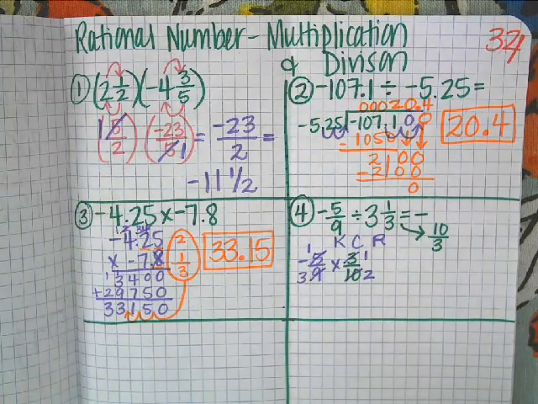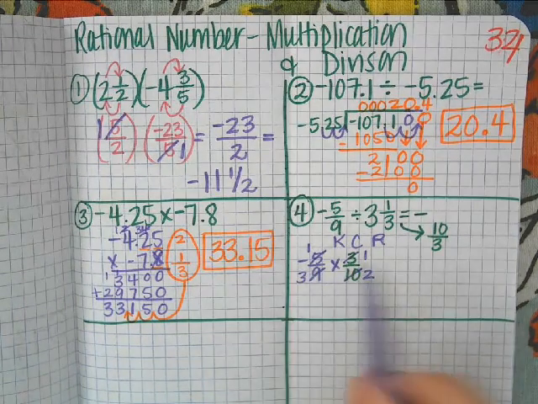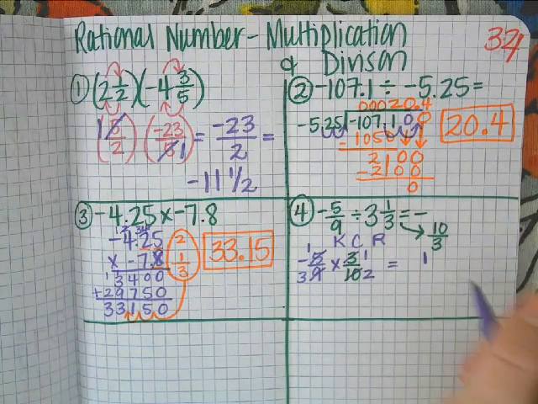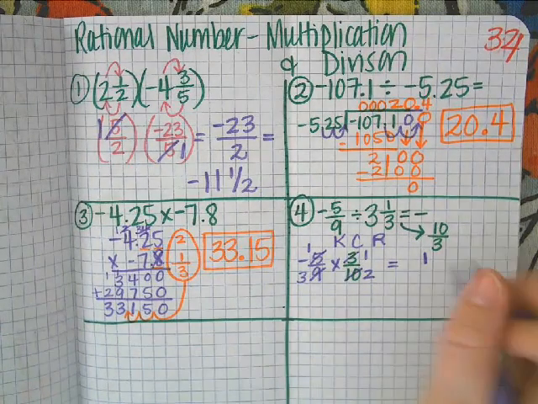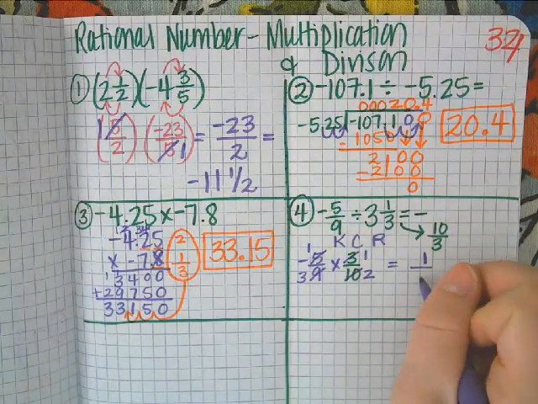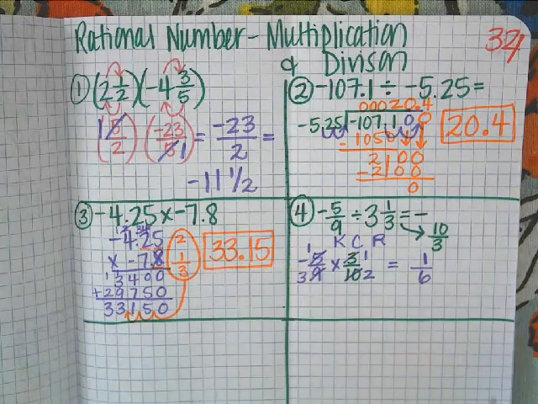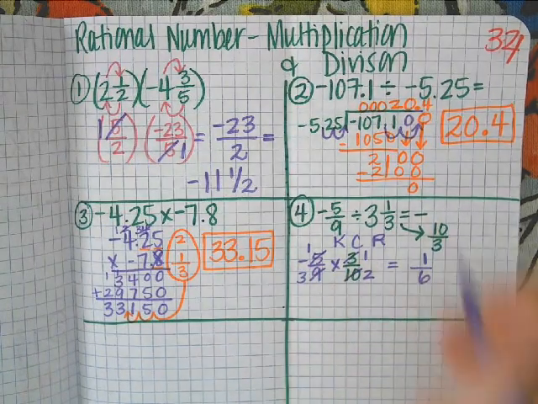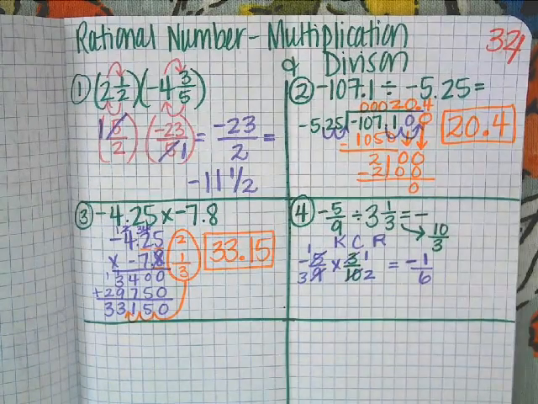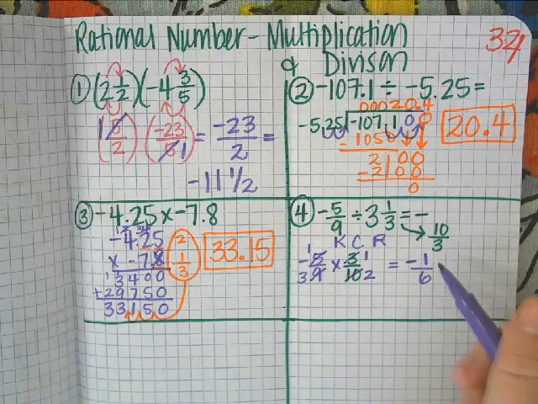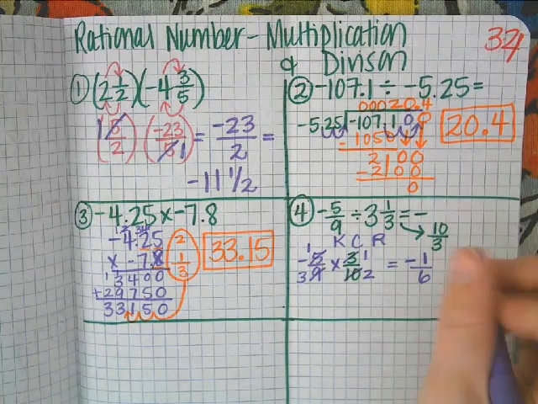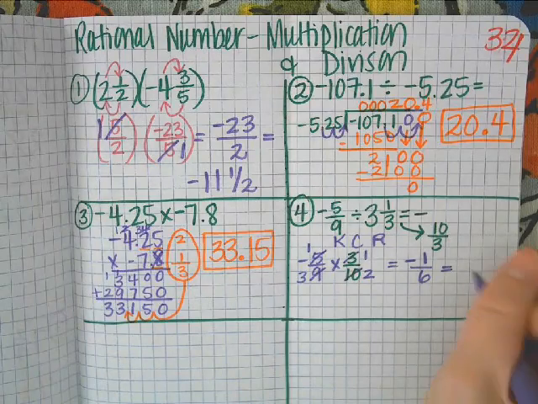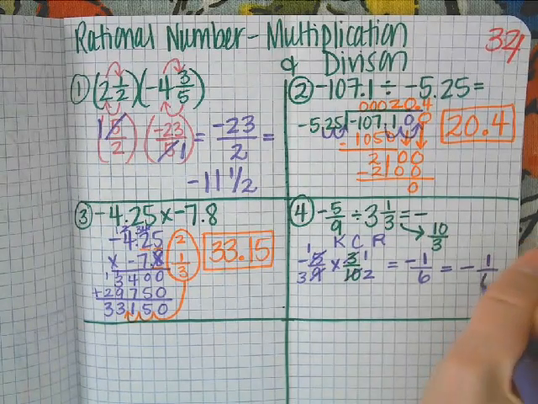Now we're going to multiply straight across. 1 times 1 is 1, and 3 times 2 is 6. Now, this was a negative 1, so negative 1 times a positive 1 makes this negative. Whether the negative is on top or bottom, remember they all mean the same thing. My answer is negative 1/6.